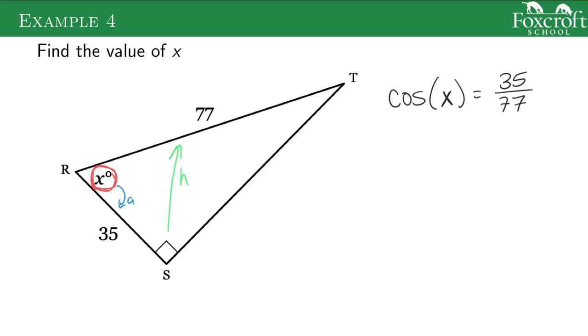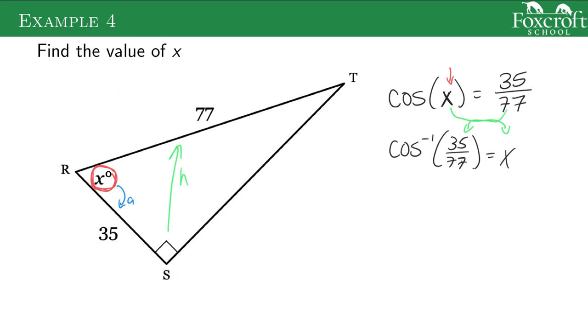Right, so it's really important. You always make your SOHCAHTOA equation first before you try to do anything else. But how can I figure out x? Right now, x is inside of the cosine function. Well, we know our inverse functions. If I do cosine inverse, what happens when you do an inverse function? These two things flip places. So now cosine inverse of 35 over 77 is going to be x.